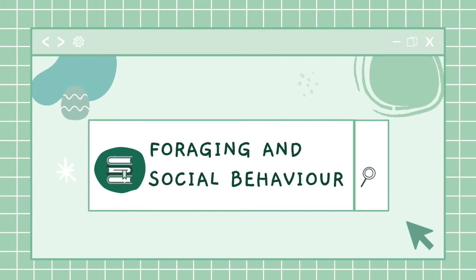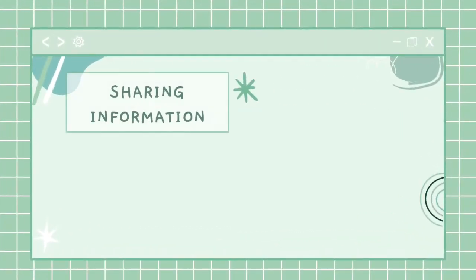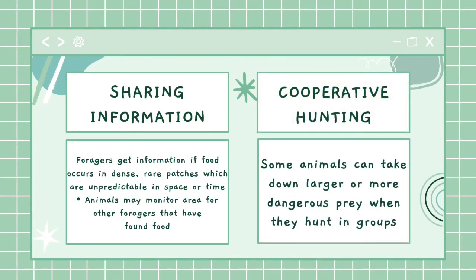Moving on to foraging and social behavior. The first one is sharing information. Foragers get information if food occurs in dense, rare patches which are unpredictable in space or time. Animals may monitor an area for other foragers that have found food. And the second one is cooperative hunting. Some animals can take down larger or more dangerous prey when they hunt in a group. We are going to watch two videos regarding this.